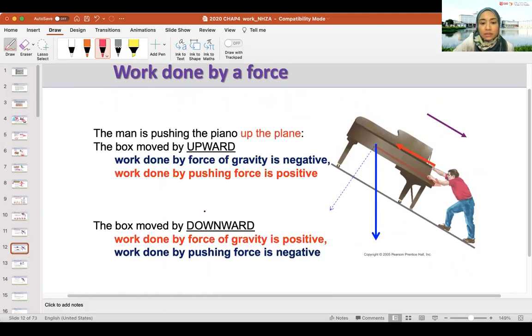So I will talk about this concept in the next class. Here it discusses work done by the force of gravity and the pushing force. One becomes negative, one becomes positive. So this is quite confusing, so I want to dedicate some time to this one. Let's continue in the next class.